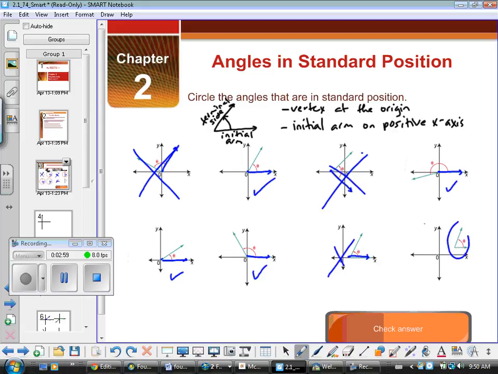And here you have an angle. It's in the first quadrant. Its vertex is not on the origin, and its initial arm is not on the positive x-axis. So basically, just ask yourself those two things to find out whether an angle is in standard position. That's explained on page 75, I guess. Page 77, angles in standard position.